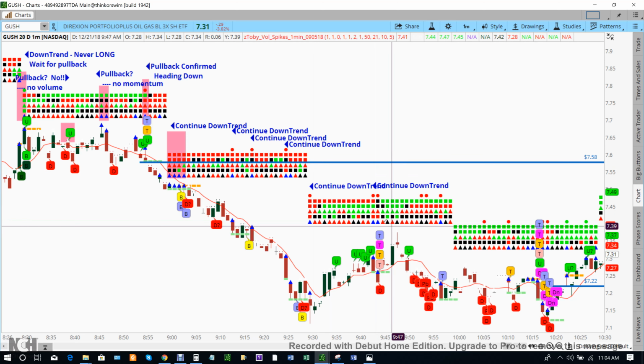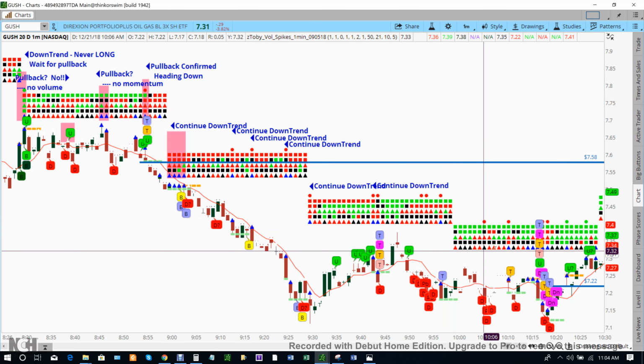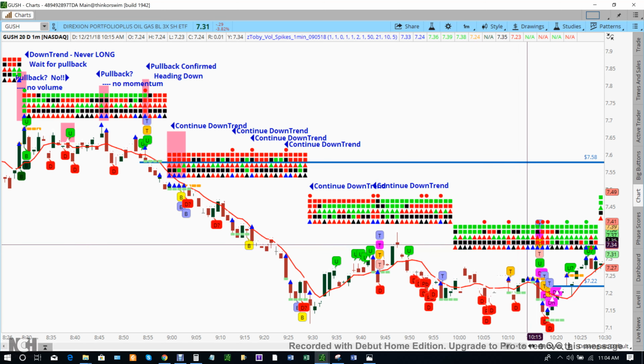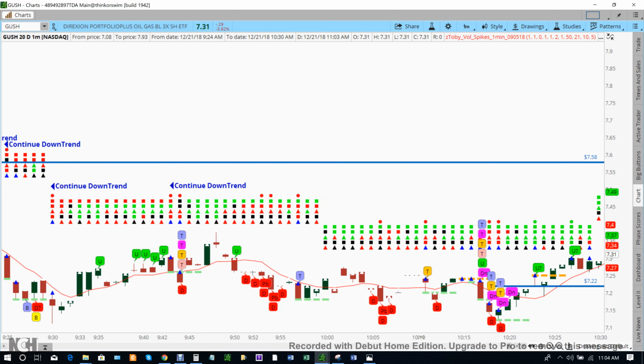Red going down, red going down, black neutral, red, black, black. Here's a red one. All these things that say top, that's also a great indication that things are going down. Red going down.